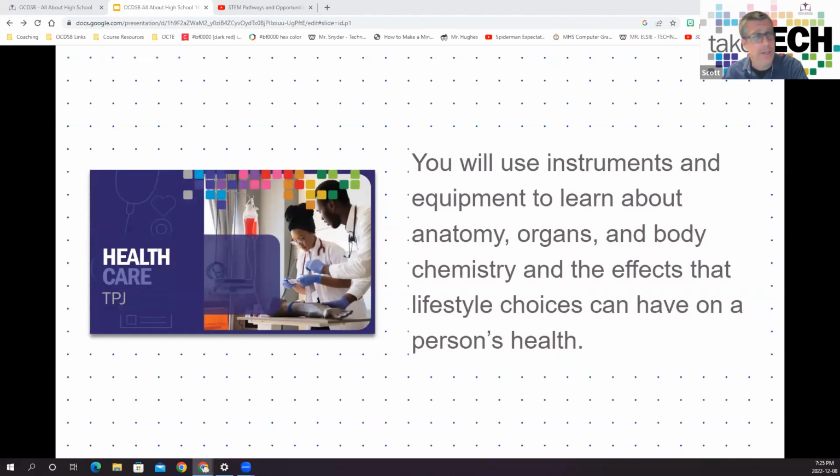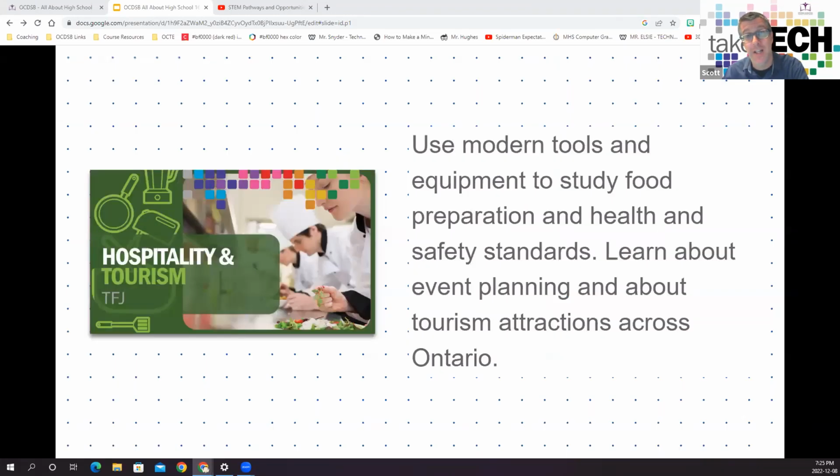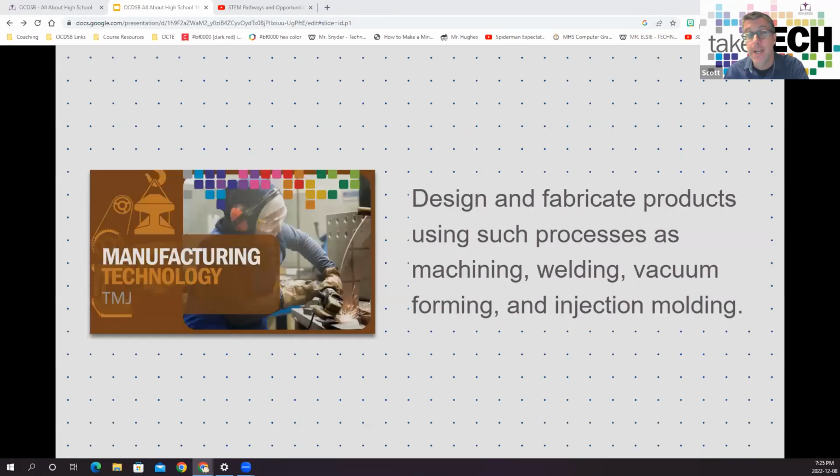Hospitality and tourism, that's where we get into the culinary work as well. So kind of the restaurant sort of area. And then emphasis courses again with baking and cooking, should the schools decide to go that route.